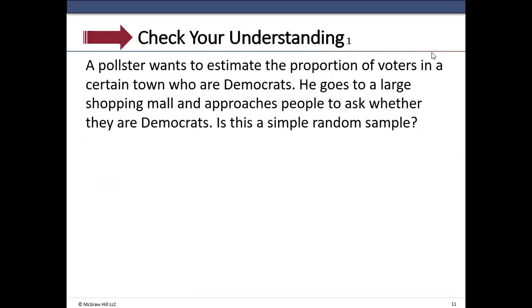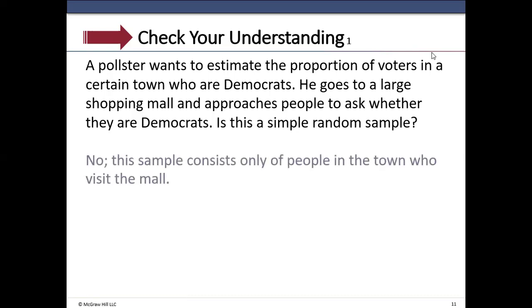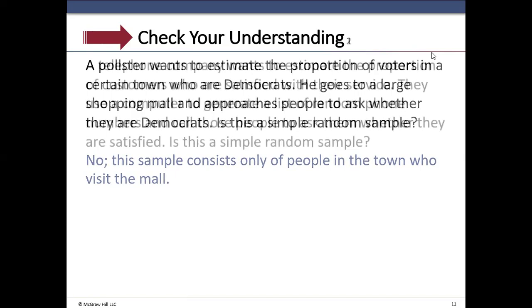A pollster wants to estimate the proportion of voters in certain towns who are Democrats. He goes to a large shopping mall and approaches people to ask whether they're Democrats. Is this a simple random sample? No. This sample consists of only people in the town who visit the mall. Okay? There are people who do not visit the mall. Therefore, this is not a simple random sample.